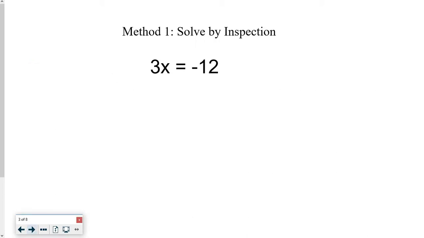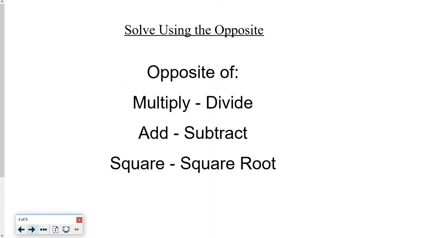Solve by inspection. This is pretty easy. 3 times x equals negative 12. We know that 3 times negative 4 equals negative 12, so the answer is negative 4. If you can just look at it, just figure it out. But make sure that you know you solve using the opposite.